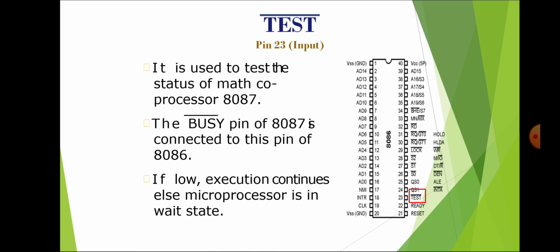Test is used to test the status of the math coprocessor 8087. The busy pin of 8087 is connected to this pin of 8086. If it is low, execution continues, else the microprocessor is in a wait state. Suppose the test mode is 0, you can test whether the microprocessor is in a wait state or a busy state.